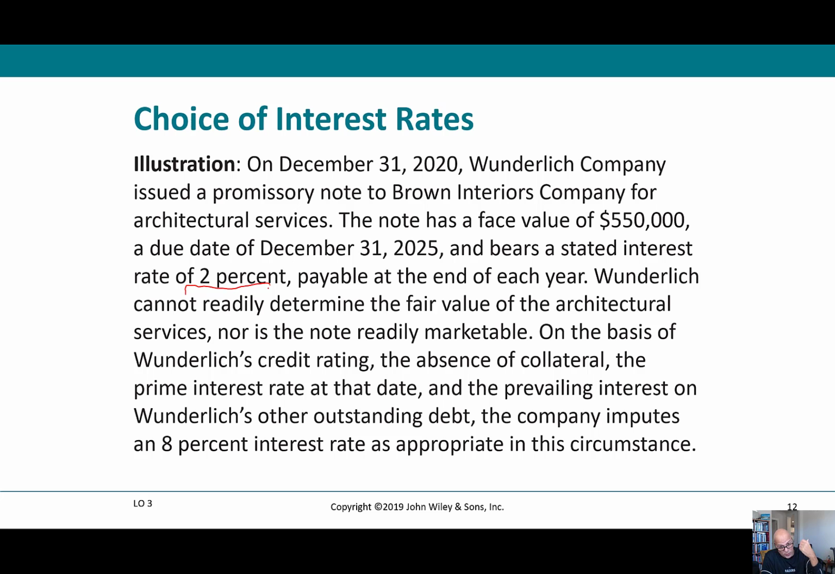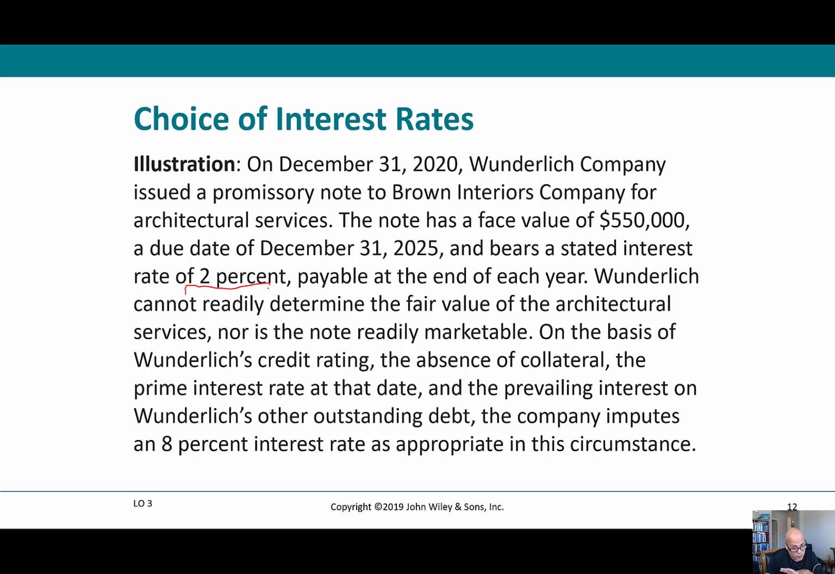Meanwhile, if you're watching this right now, post in the middle of the pandemic, that interest rate seems pretty low. But anyway, it actually seems market. But anyway, the stated interest rate is 2% payable at the end of each year. Wunderlich cannot readily determine the fair value of the architectural services.